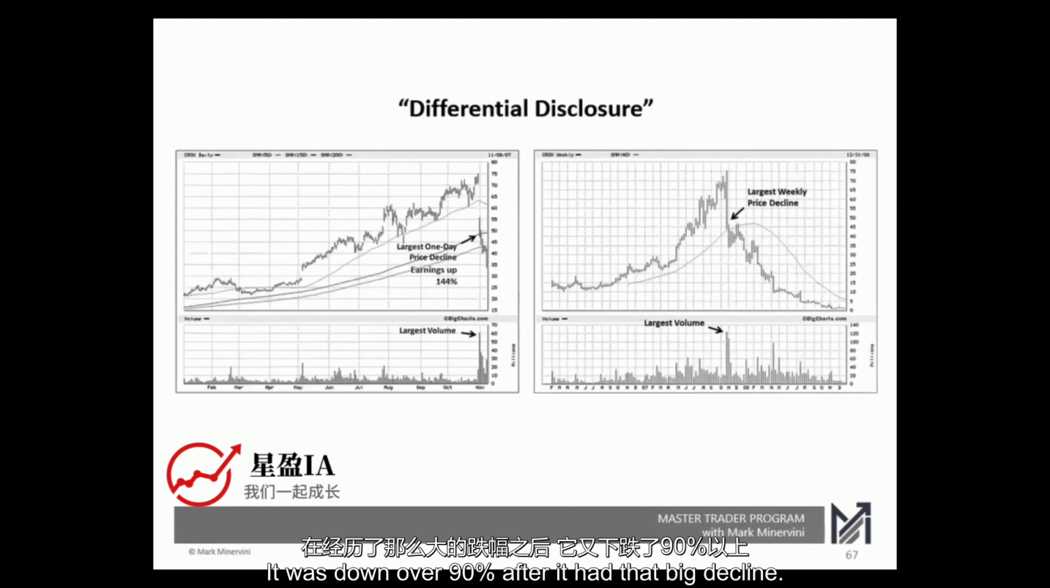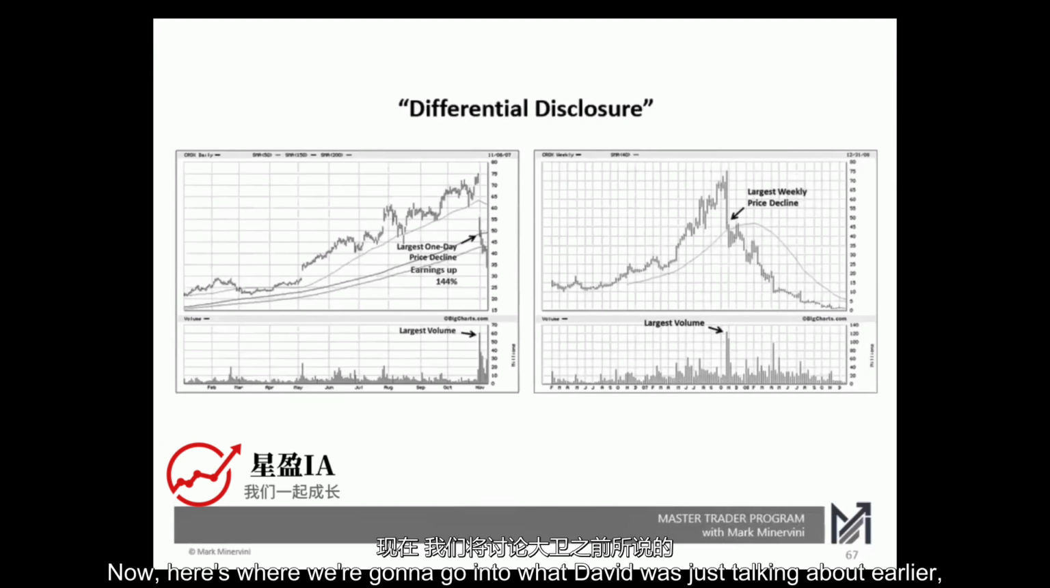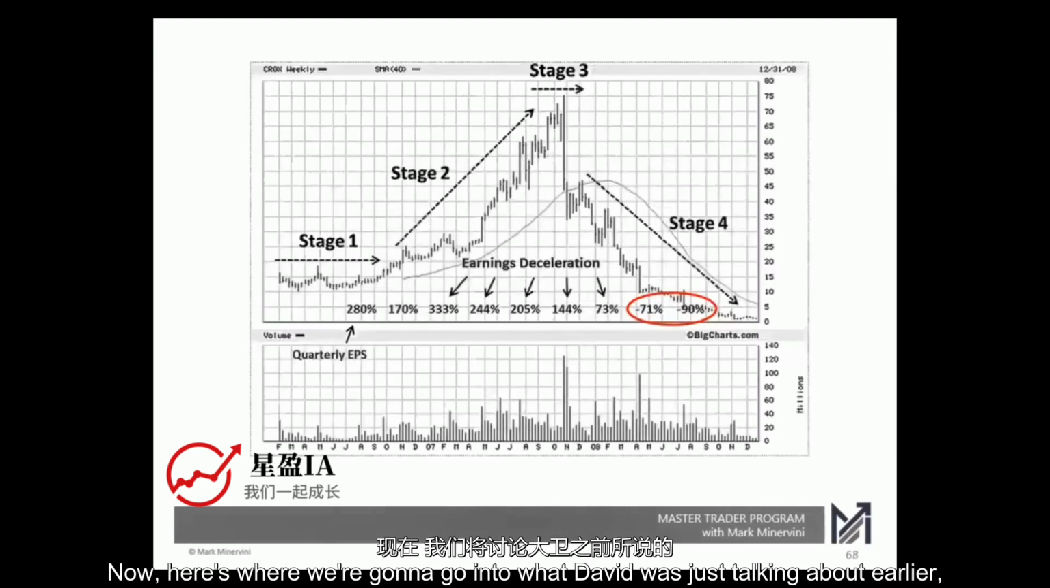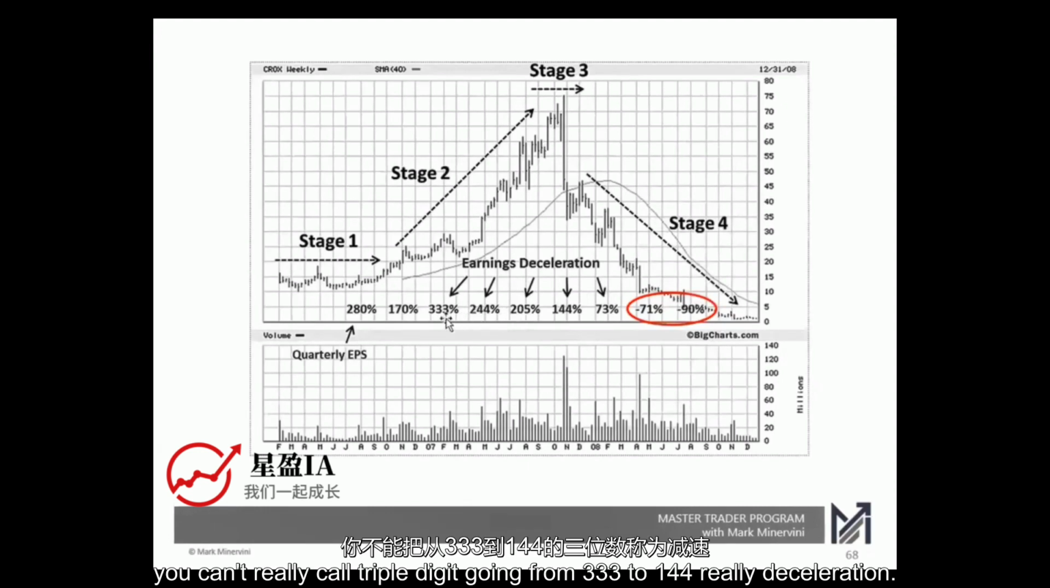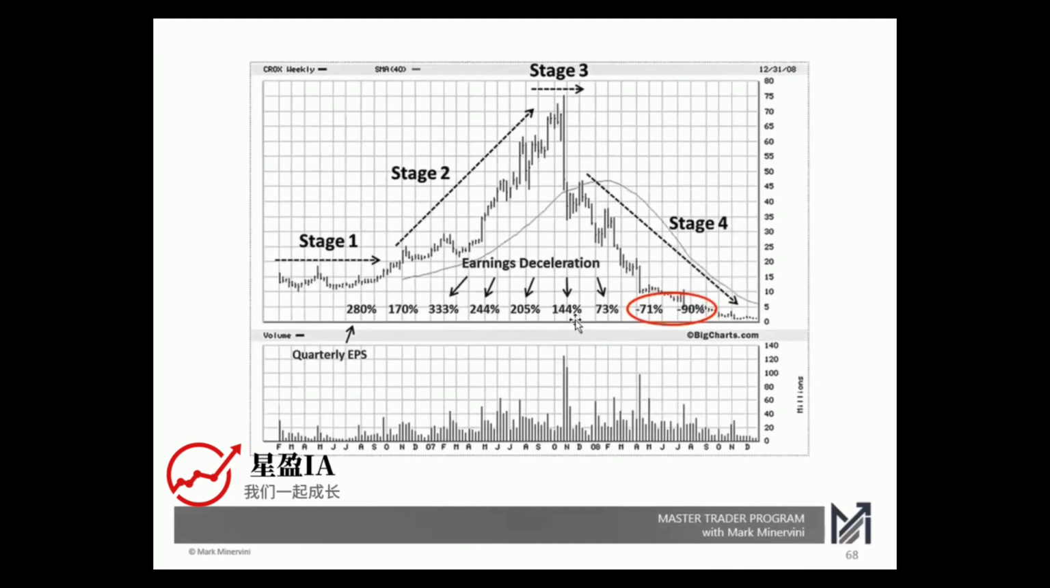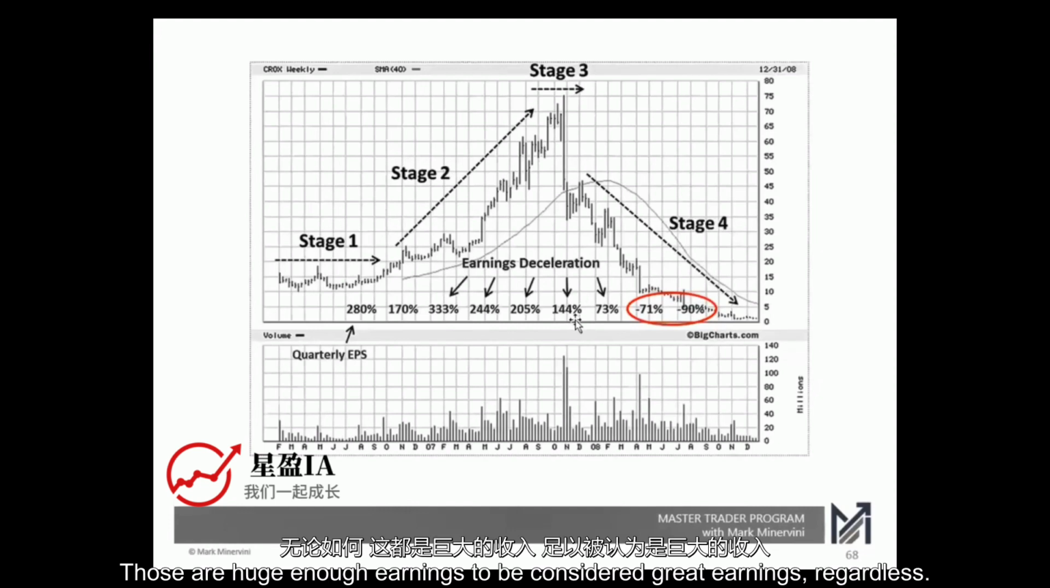It was down well over 90% after it had that big decline. Now, here's where we're going to go into what David was just talking about earlier, that very often what will happen, and same thing in the case of Crocs, is the stock tops, but the bad earnings don't come out yet. This happens all the time. Sometimes you'll get a whiff of deceleration. And in this particular case, you can't really call triple digit going from 333 to 144 deceleration. Once you're at triple digit earnings, those are huge enough earnings to be considered great earnings regardless.